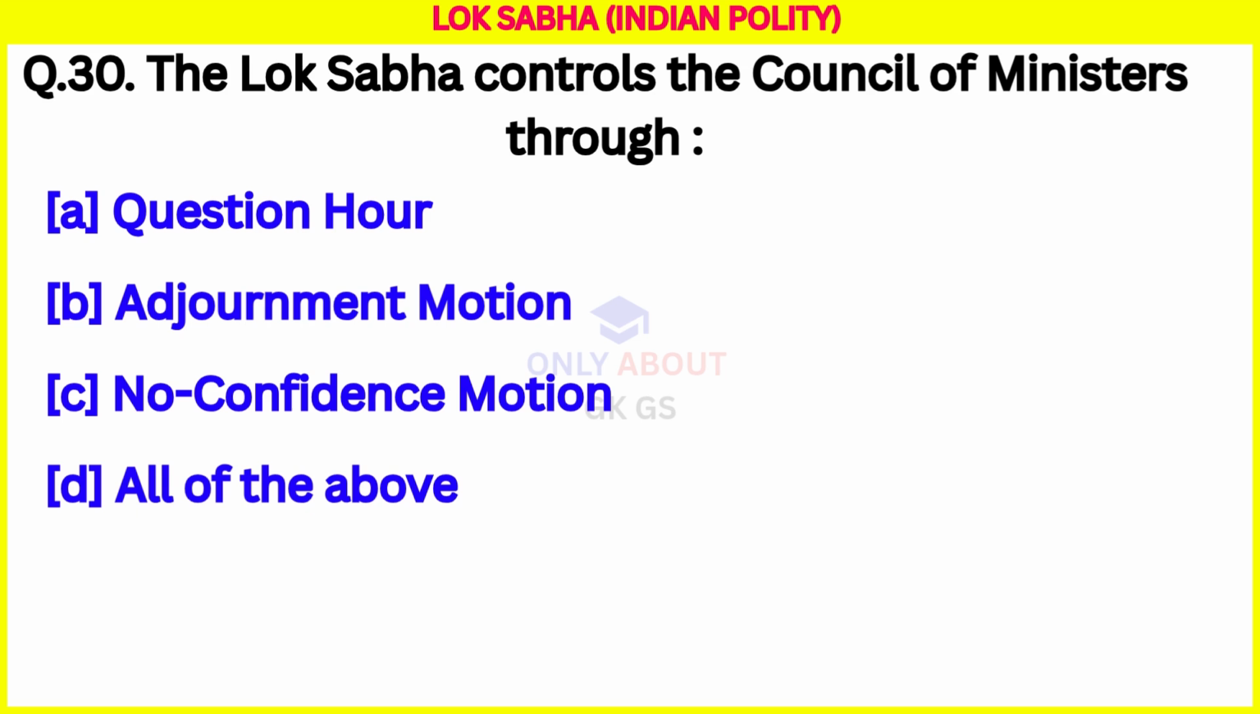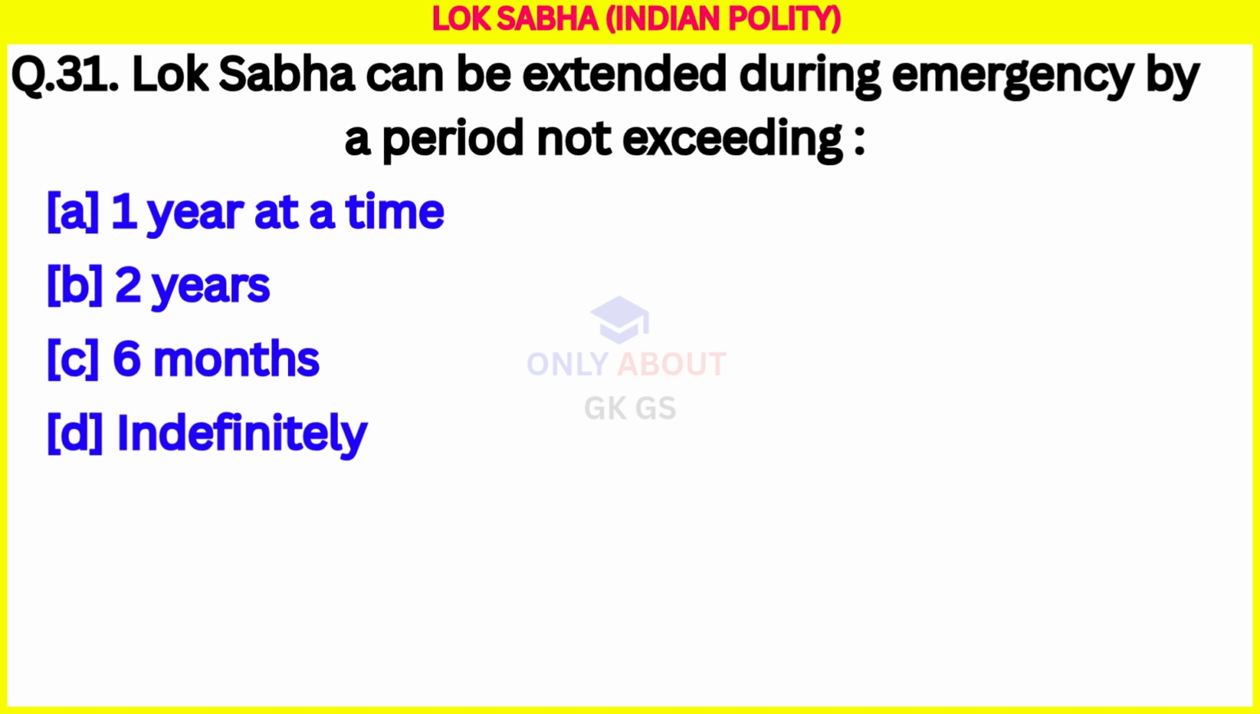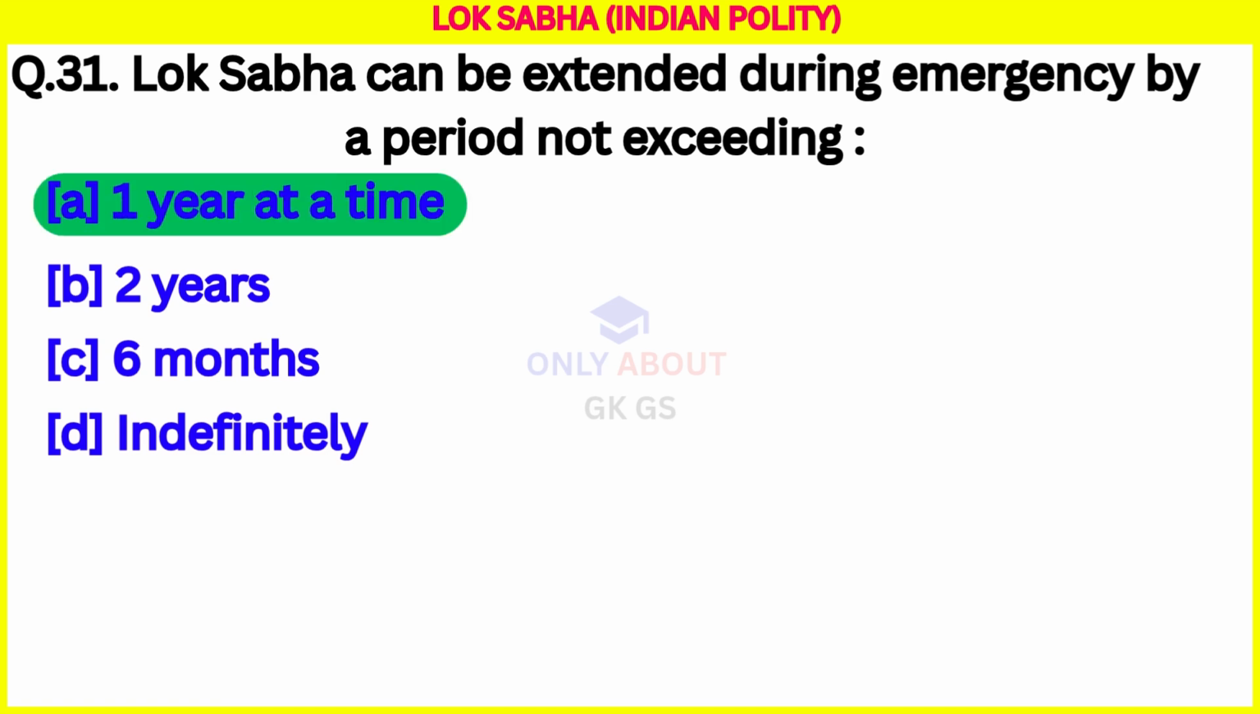Next question. The Lok Sabha controls the Council of Ministers through: A. Question hour, B. Adjournment motion, C. No confidence motion, D. All of the above. Correct answer, all of the above. Next question. Lok Sabha term can be extended during emergency by a period not exceeding? Correct answer 1 year at a time.